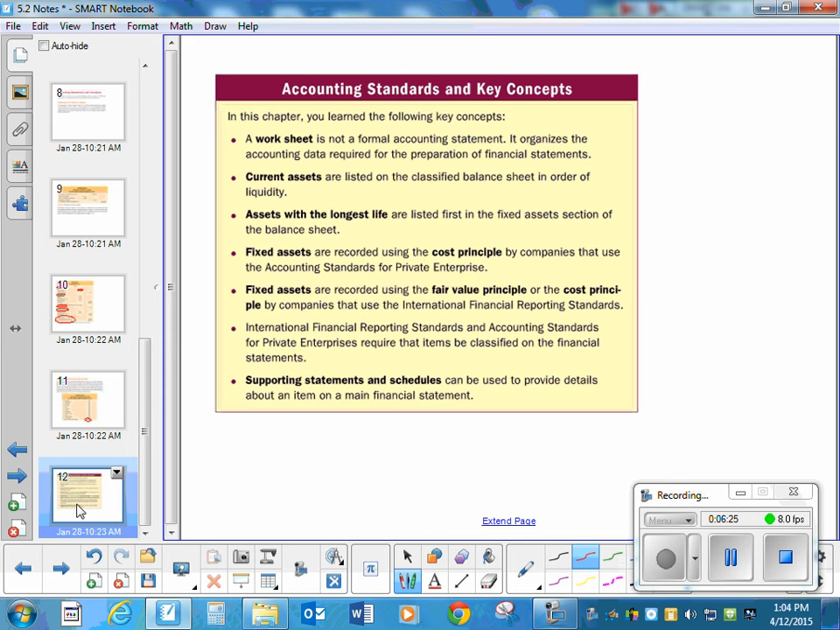Okay, and this is just a summary of what we've already talked about here as well. Okay, so we're going to practice making those schedules as well as a new balance sheet.